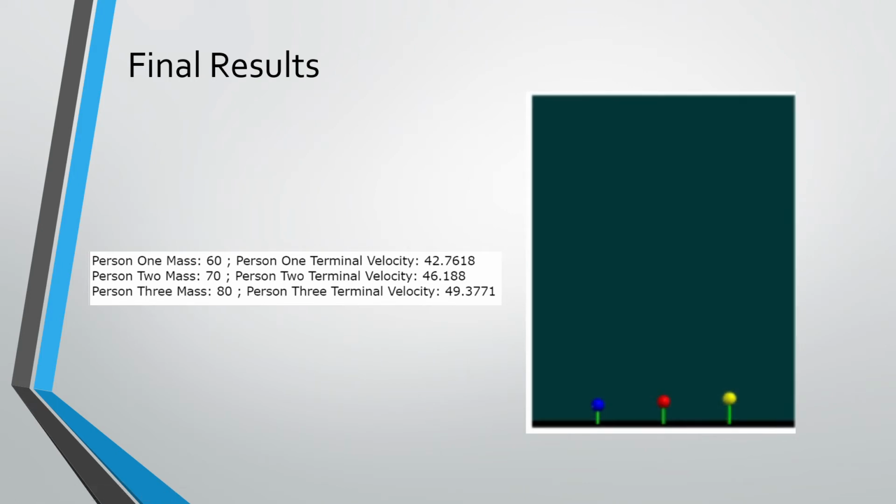As you can see, the 3rd person represented by the yellow ball rose the highest and therefore took longer to reach terminal velocity and had the highest terminal velocity. The 2nd person was next and the 1st person had the lowest terminal velocity. This was also reflected by my calculations and you can see this on the left, where person 1 had the lowest terminal velocity of 42.7618 and person 3 had the highest at 49.3771, with person 2 in the middle with 46.188.